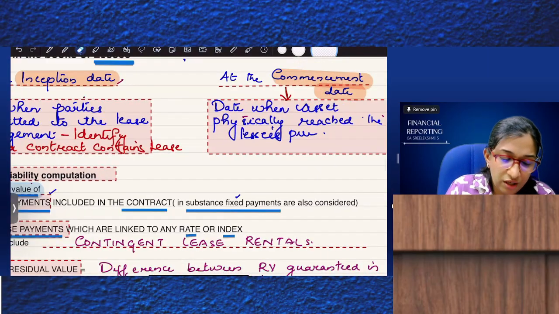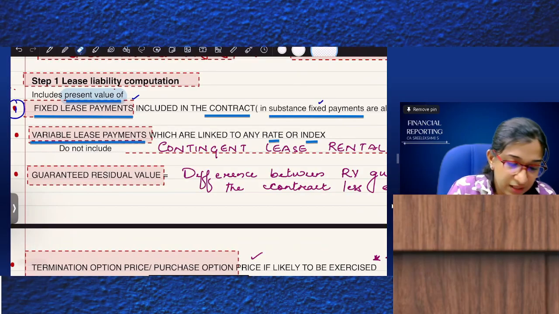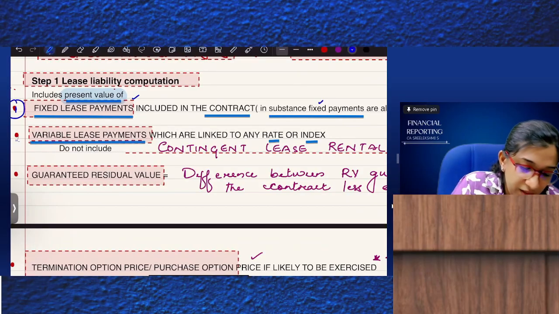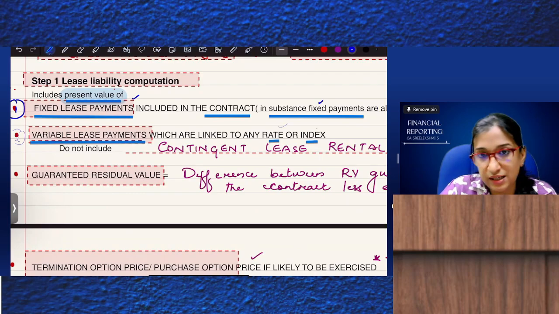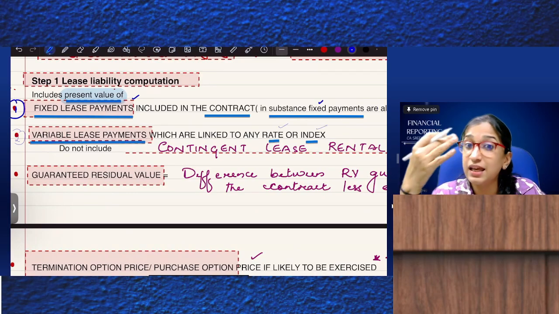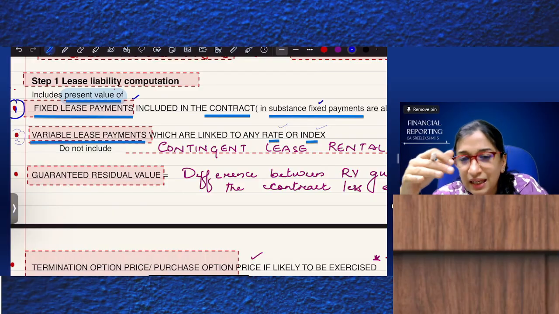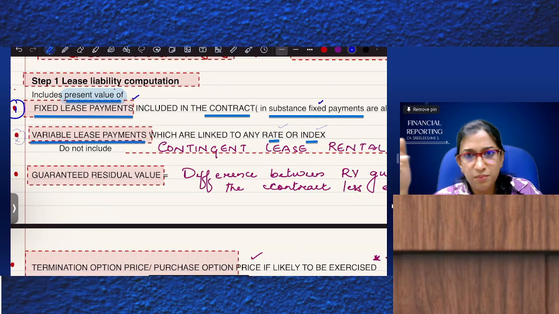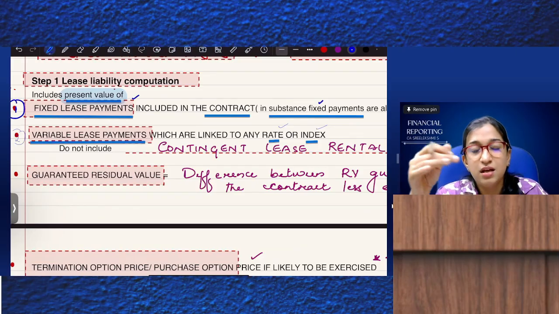So for lease liability calculation, you should take fixed lease payments, in-substance fixed payments, then variable lease payments linked to a rate or index. For example, first year 10 lakh, second year 10 lakh 20, third year 10 lakh 40. By rate, if there is an increase, you take it. Variable, that should be considered. Index means consumer price index, retail price index, inflation index. If there is an increase in inflation, that will be changed.